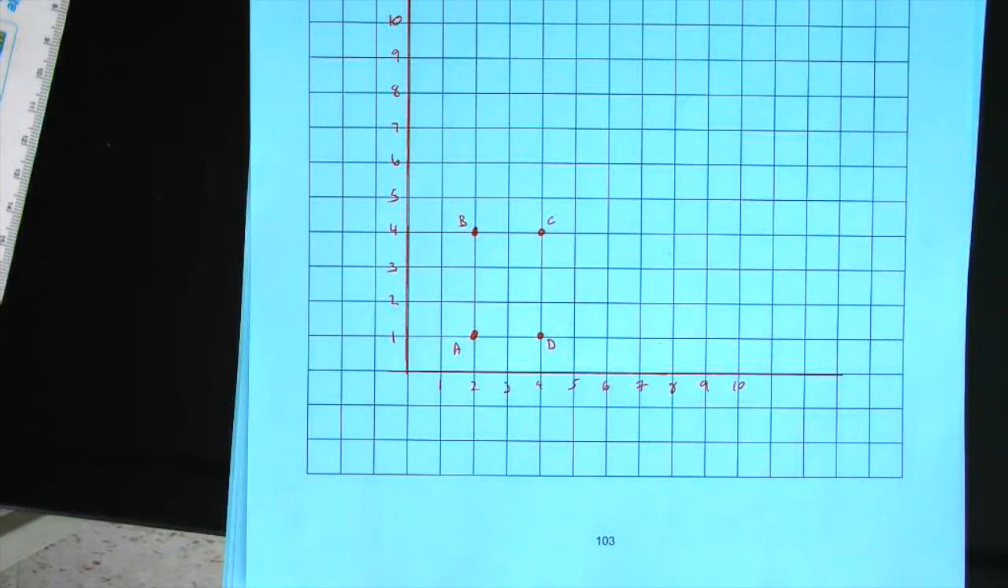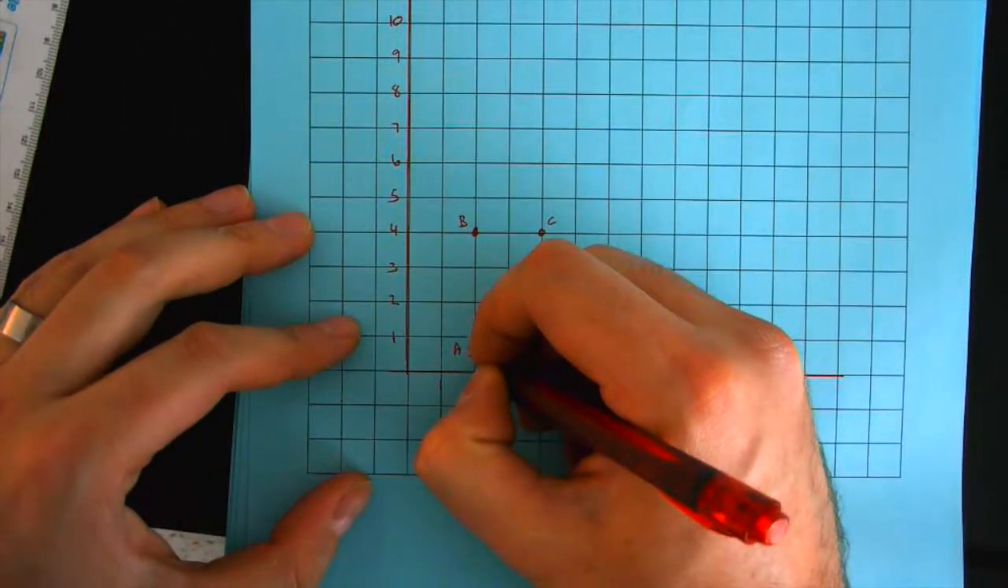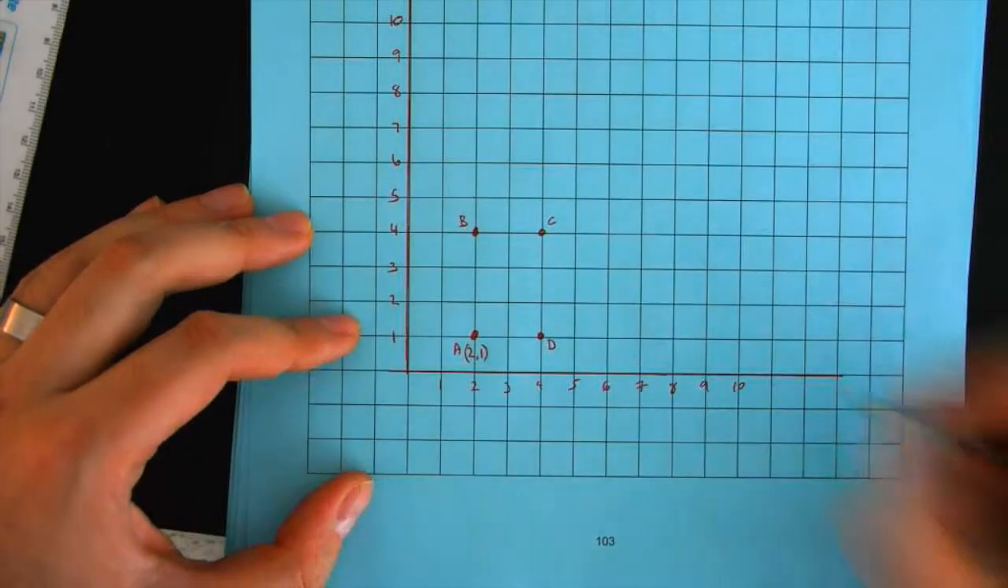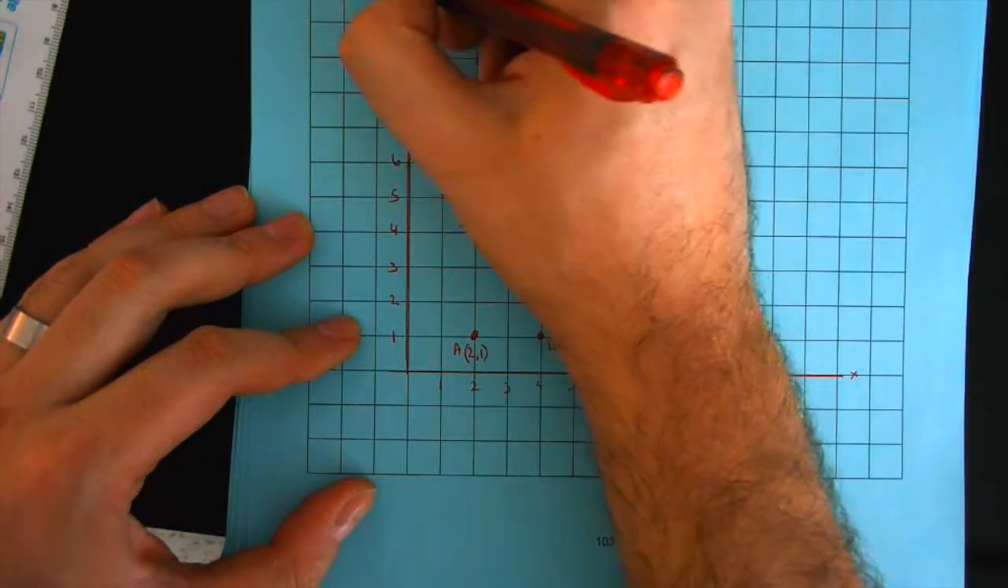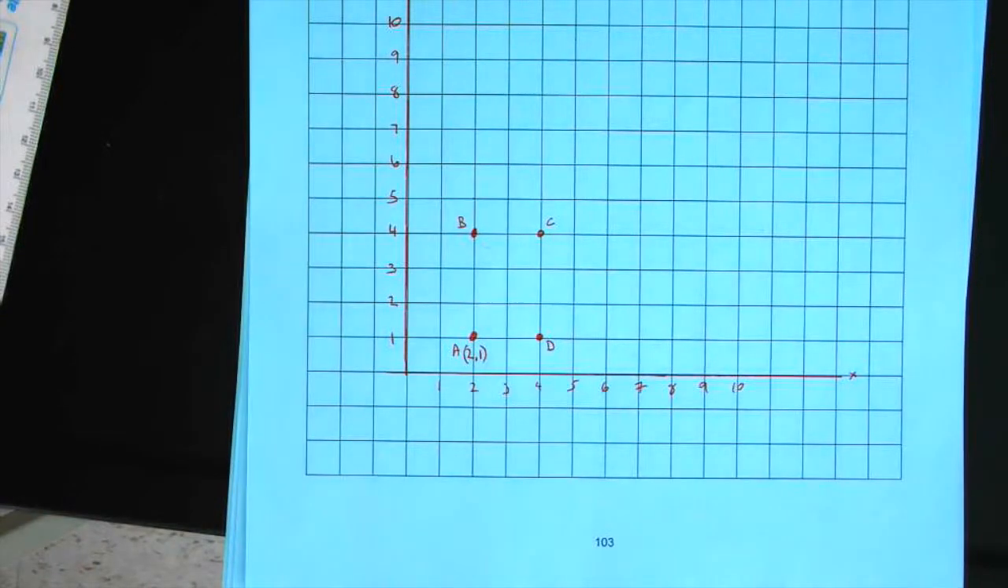Start with A, and we'll get 4 different people to contribute. Give me A. A is 2, 1. Okay, so let's do 2, 1. Why 2, 1 and not 1, 2? Because you always start with the x-axis first. Okay, cool. Perfect. Thank you.